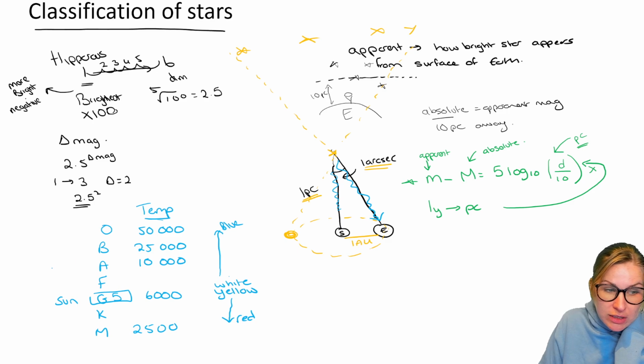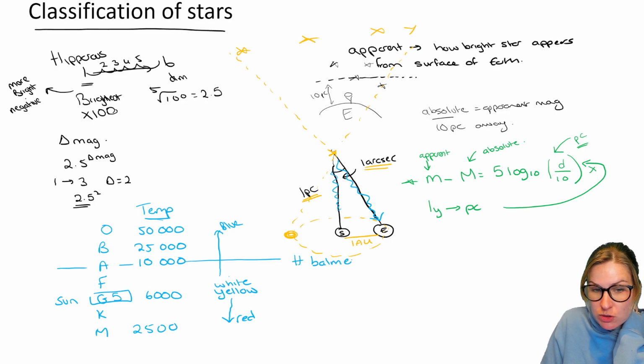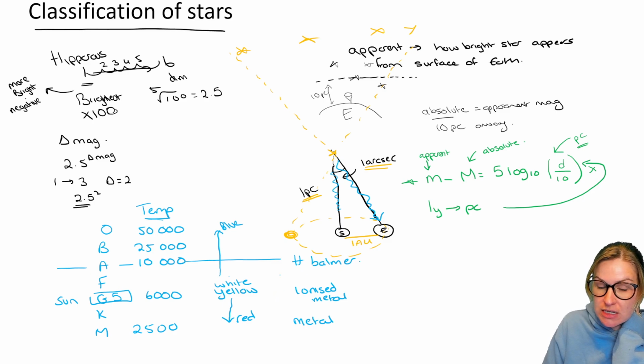Okay, the other thing we can look at is the spectral lines. So if we see hydrogen-Balmer lines, we know that it's always going to be an A-class star. If we see metal lines, we know it's a cooler star. If we see ionized metal lines, we know it is getting slightly hotter. And then you've got your hydrogen-Balmer lines. So what are hydrogen-Balmer lines?